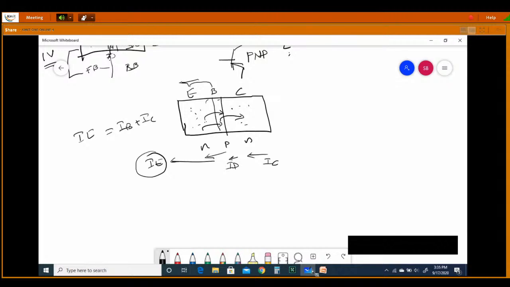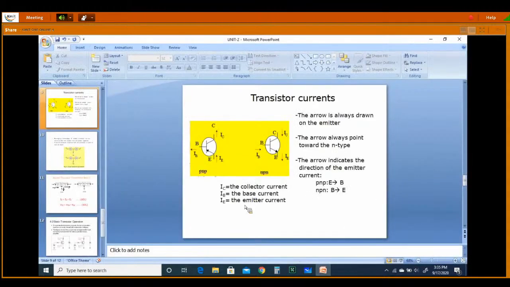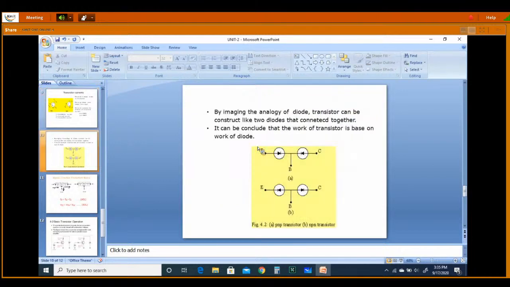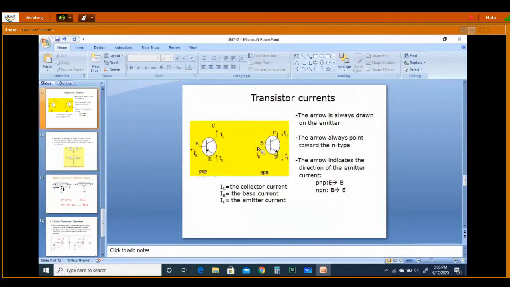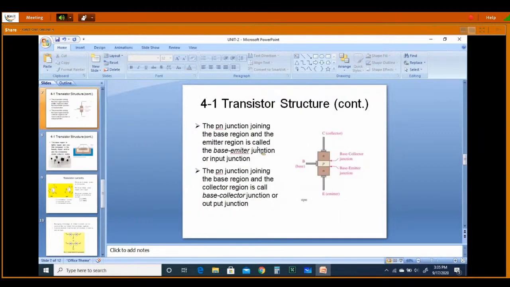That is what we are going to see. This is the total current. These are arrow marks used while explaining the circuit diagrams. Once again we will discuss these current directions. These basics we will discuss in the next class. Today I only introduced the BJT.